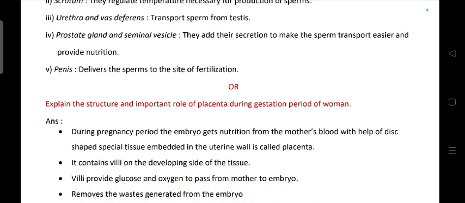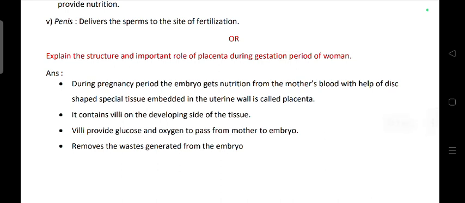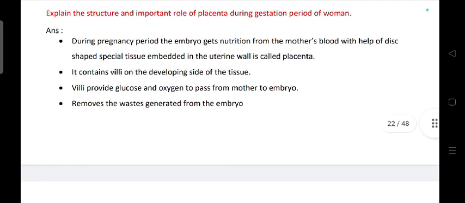Or question, explain the structure and important role of placenta during gestation period of women. During pregnancy period, the embryo gets nutrition from the mother's blood with the help of a disc-shaped special tissue embedded in the uterine wall, called the placenta. It contains villi on the embryo's side of the tissue. Villi provide glucose and oxygen from the mother to the embryo, and remove the waste generated by the embryo.